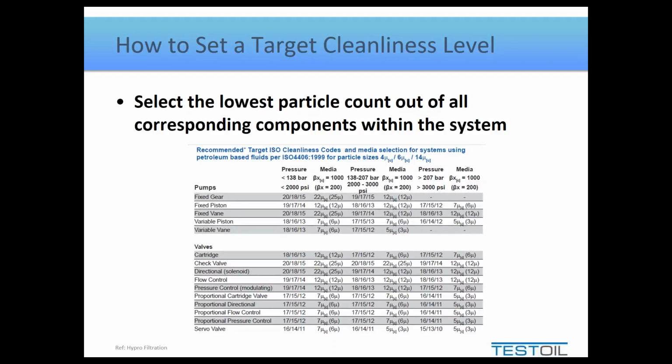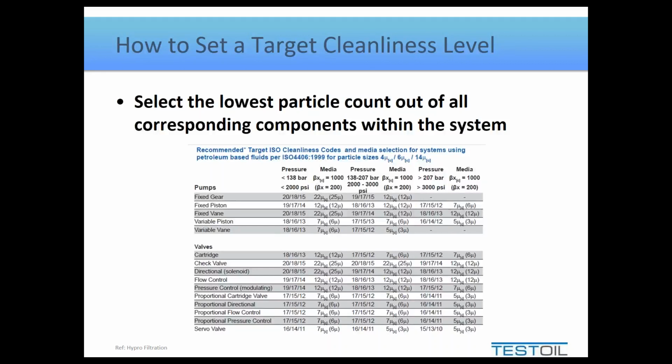So starting with the top table, variable piston pump is the second line from the bottom. Look way over to the right at 3,000 psi or higher, and you see the target cleanliness should be 16/14/12. So keep that number in the back of your head for a minute or two. If we go to the lower table, we can find the servo valve that we had in our system, and it's the very bottom line. Again, look way to the right for over 3,000 psi, and that target says it should be 15/13/10. Well, 15/13/10 is lower, cleaner than 16/14/12, so we can ignore 16/14/12. We don't need to remember that number anymore. 15/13/10 is what's required to properly protect the servo valve. If we can target that number, it will more than protect the variable piston pump.